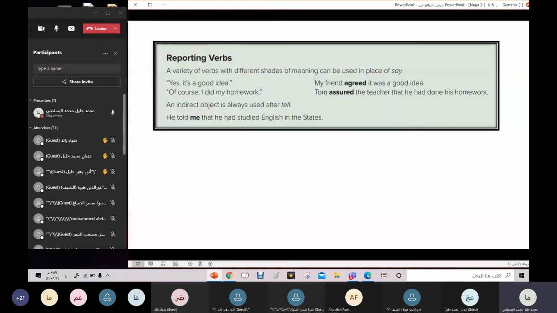And reporting verbs. Read, Adnan. Reporting verbs. A variety of verbs with different shades of meaning can be used in the place of say. Yes, it's a good idea. My friend agreed it was a good idea. Of course, I did my homework. Tom assured the teacher that he had done his homework. An indirect object is always used after tell. He told me that he had studied English in the States. Good. So not always can we just use say. We can say, for example, he agreed, he assured, he asked, he wanted to know, he told me. Now, if we use told, we have to put an object.